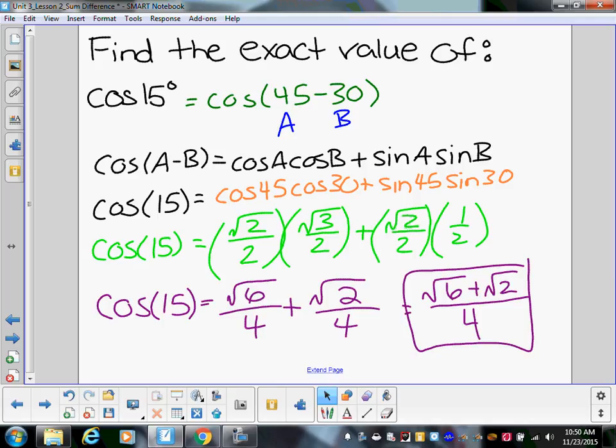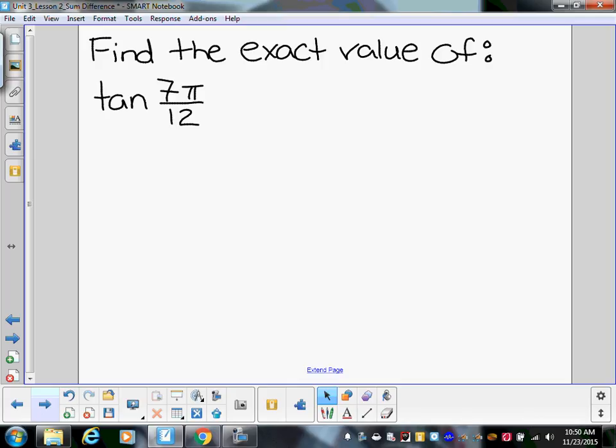No, exact value means this. The decimal you probably have to round. That's an approximate value. If you did this example on your identity sheet, then you need to create a new identity sheet. All right, let's do another one together.